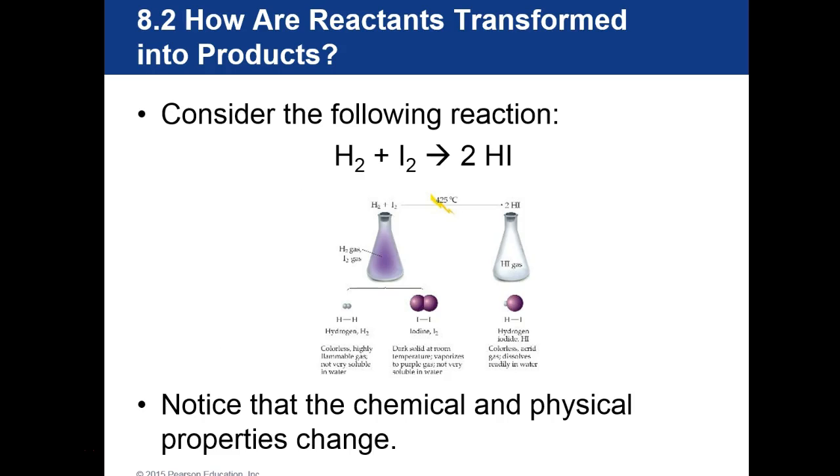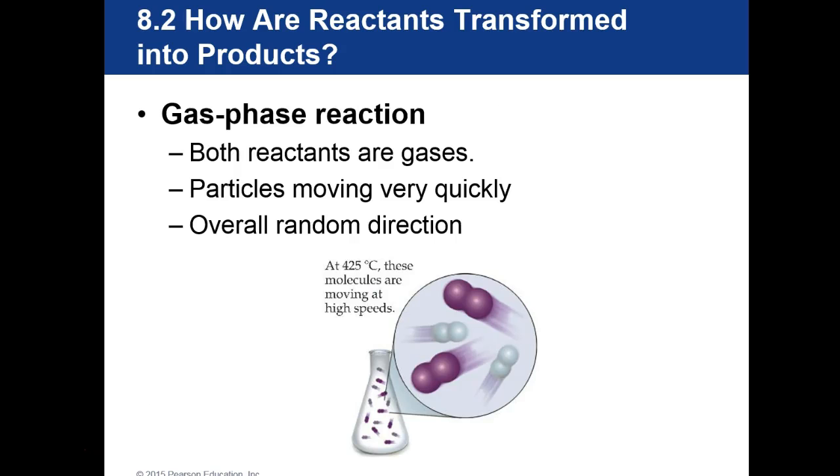Consider the following reaction. H2 plus I2 giving you 2HI. We have a colorless, highly flammable gas, which is not very soluble in water, turning into hydrogen iodide, which is a colorless, acrid gas, dissolving readily in water. Notice that the chemical and physical properties both changed.